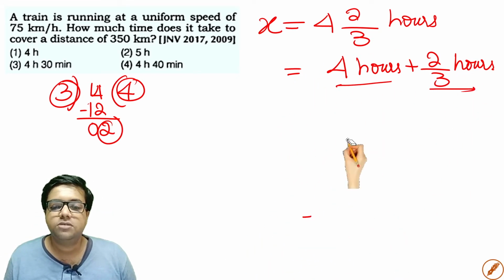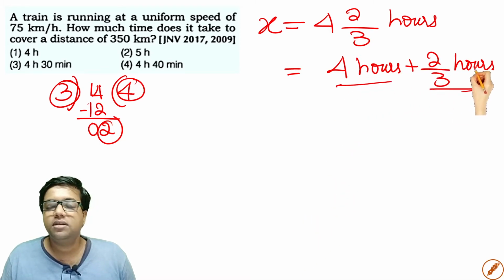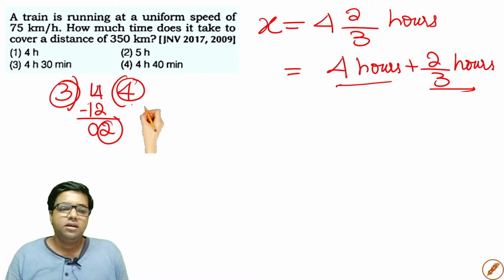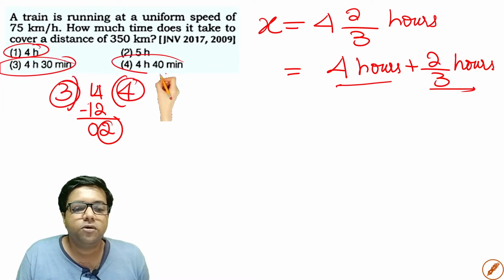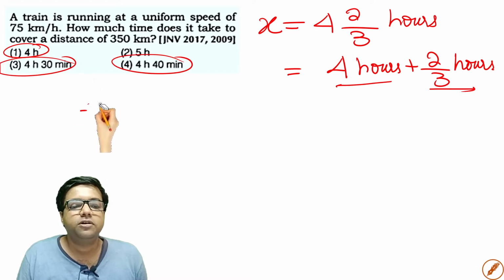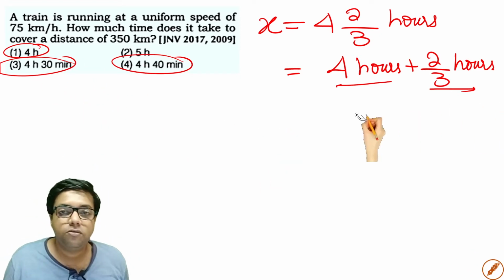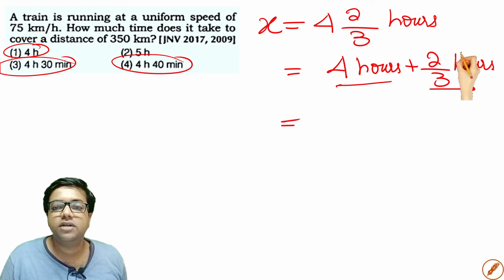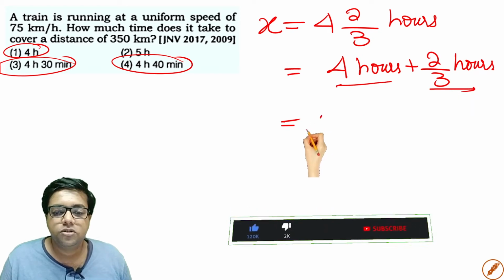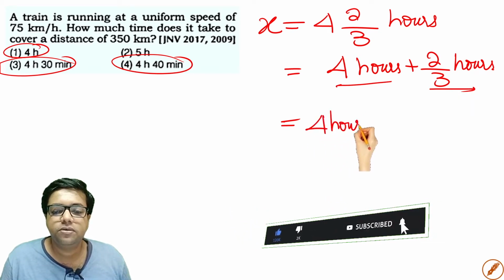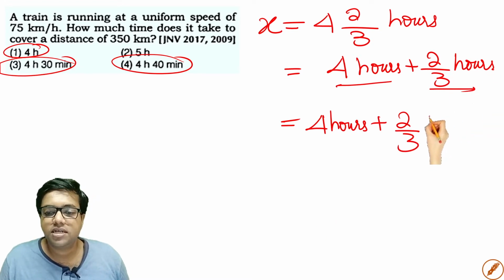Anyhow, I know it is 4 hours, but 2 by 3 hours is quite odd to us. In the answers also, there is 4 hours 30 minutes, and there is 4 hours 40 minutes. So one of these 3 options will be the right option, but we don't know which one. So let's convert this fraction into a normal number. So 4 hours we know, plus 2 by 3, it is there in hours. Let's convert them into minutes.